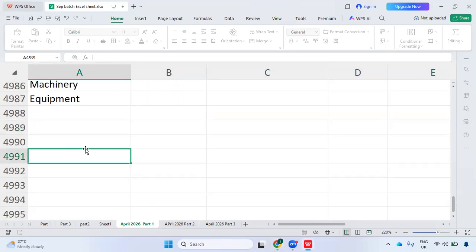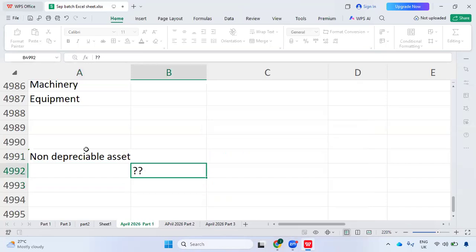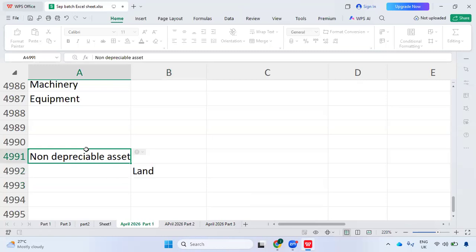So no depreciation on a non-depreciable asset. What is the asset, guys? Non-depreciable asset. Sir, land. Land. So we can claim the depreciation only if you are using it, and because of the usage, the value of the asset will reduce. So if you are using land, will the value reduce?